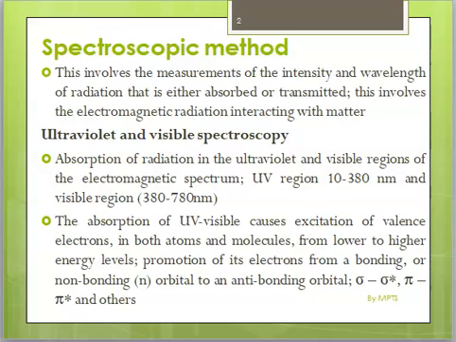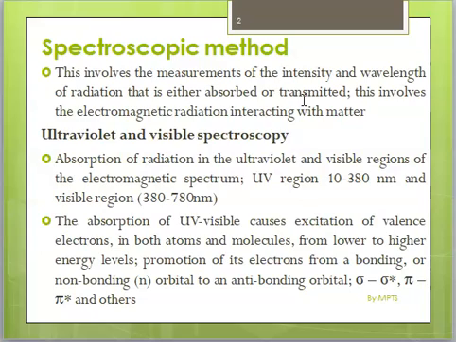What are spectroscopic methods? Of course, this involves the measurement of intensity and wavelength of radiation that is either absorbed or transmitted through a sample. When electromagnetic radiation interacts with matter, it is either absorbed and some part of it may be transmitted through a sample.